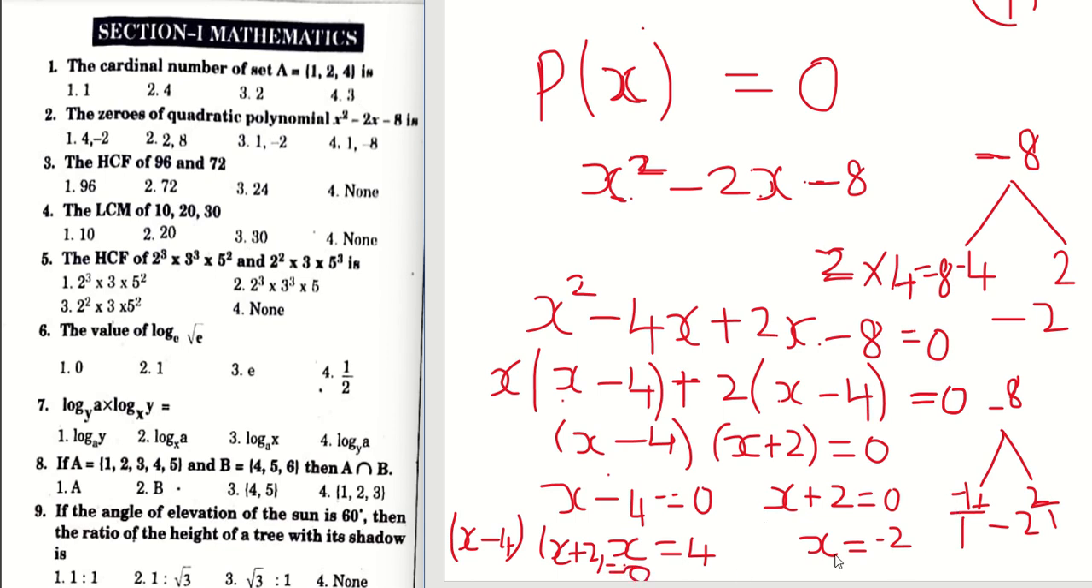So obviously, what is the correct answer? You can read the options over here, right? So first option is what? 4 comma minus 2. Second option is 2 comma minus 8. Third option is 1 comma minus 2. Fourth option is 1 comma minus 8. So what are the values we got as zeros of the polynomial? 4 comma minus 2. So which option is right now? Option 1 is right. That is 4 comma minus 2.